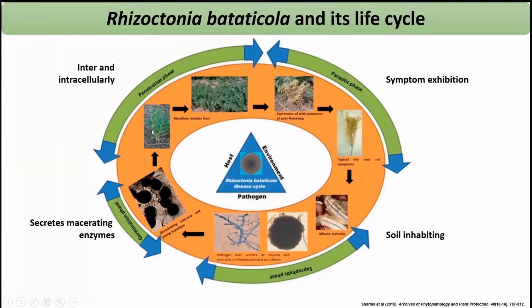Once it has started the infection, it penetrates the plant inter- and intracellularly, and when it enters the parasitic phase, it shows the symptoms of typical dry root rot. This disease cycle is completely affected by the environment and the host plant.